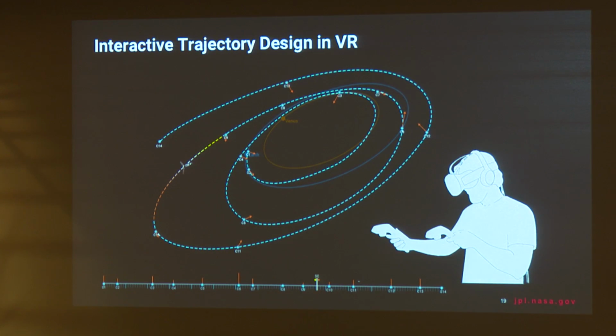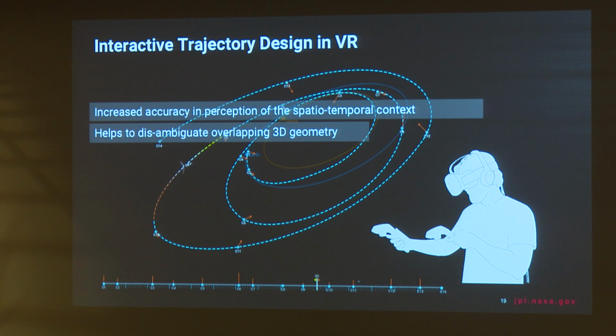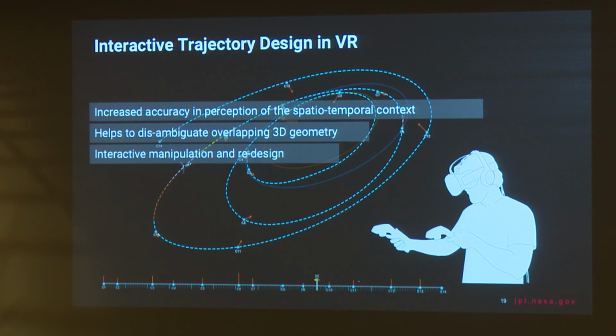So in the future, what we would like to do with this, before then I'll summarize the benefits. Increased accuracy in perception of the spatial temporal context, helps to disambiguate overlapping 3D geometry, interactive manipulation and redesign, and collaborative design, of course, mentioned by Scott.